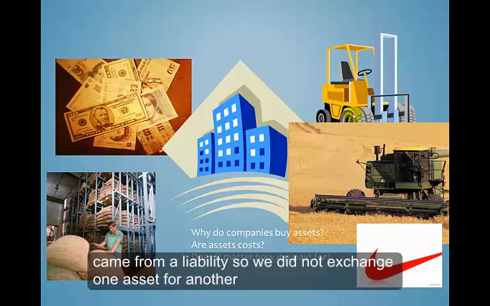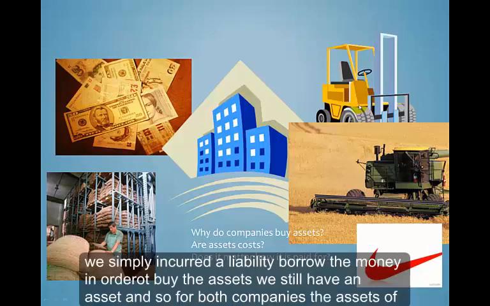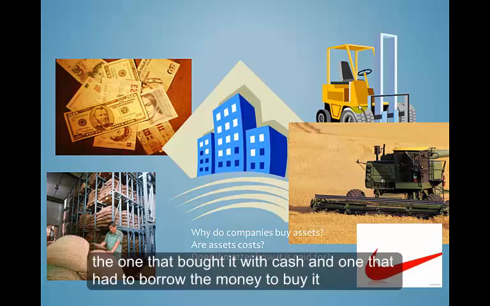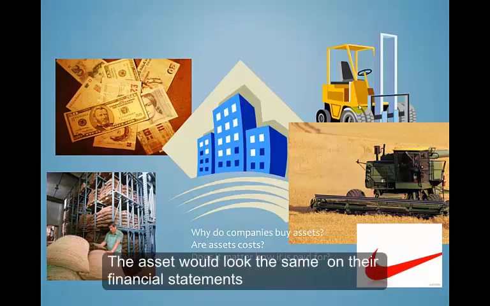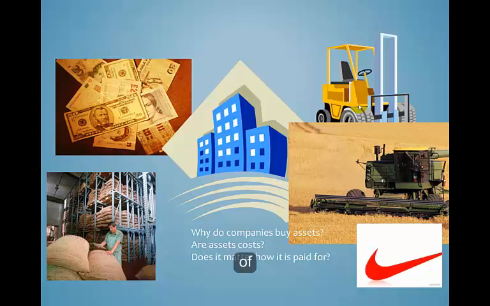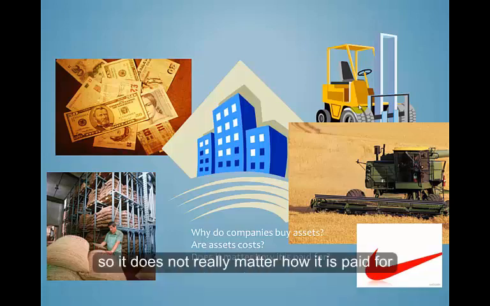It doesn't matter that the money came from a liability. So we didn't exchange one asset for another. We simply incurred a liability, borrowed the money in order to buy the asset. So we still have an asset. And so for both companies, the one that bought it with cash and the one that borrowed the money to buy it, the asset would look the same on their financial statements. So it does not really matter how it is paid for.